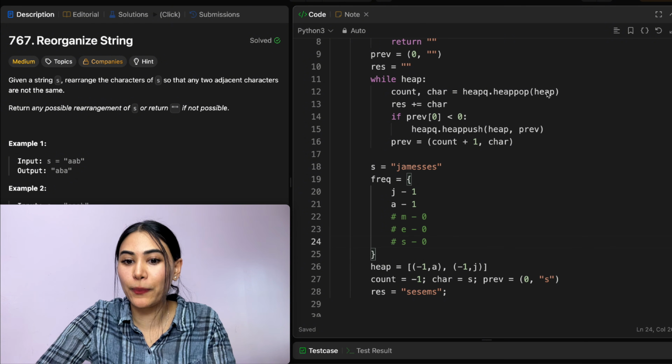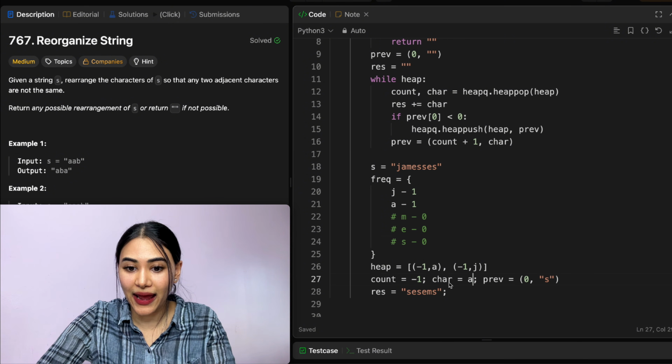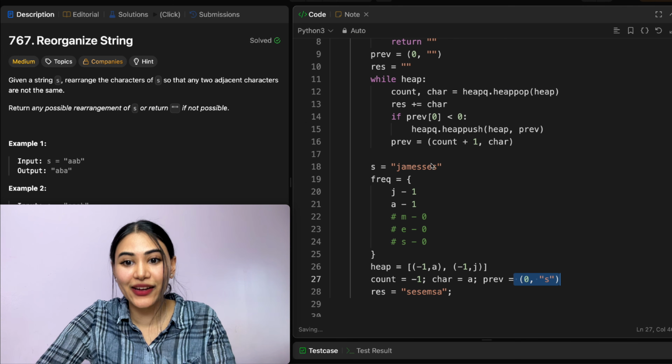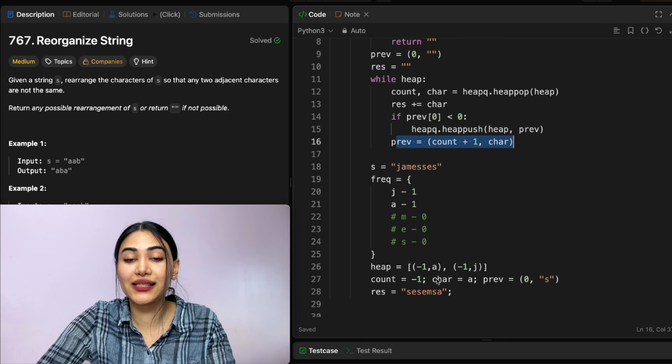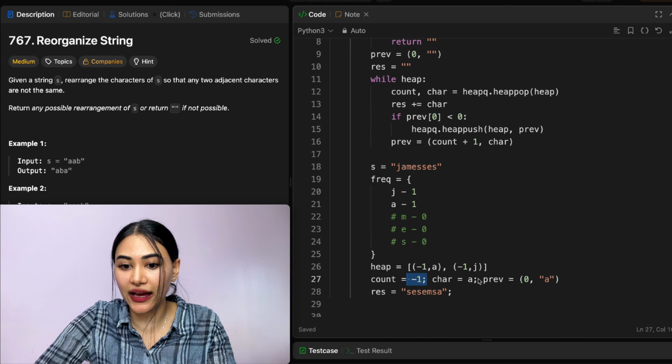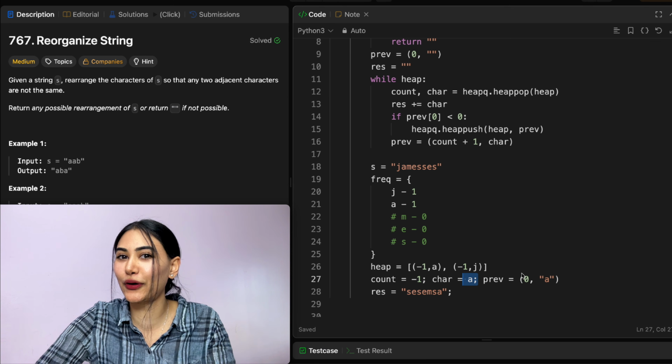Going back in our heap, pop off. We get negative 1a, add a to the end of our string. And we can't bring s back. So all we do is set this to be previous. So it's count plus 1, which puts us at 0, and this is at a. So again, we know we're not going to bring a back.